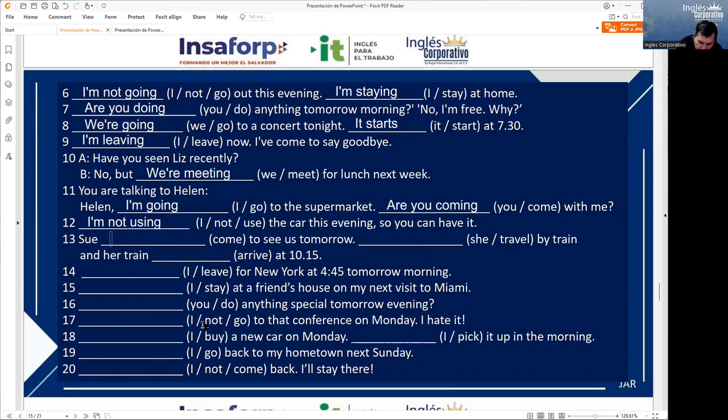Zoe is coming to see us tomorrow. She's traveling by train. And her train arrives at 10:15. I'm leaving for New York at 4:45 tomorrow morning. I'm staying at a friend's house on my next visit to Miami. Are you doing anything special tomorrow evening?